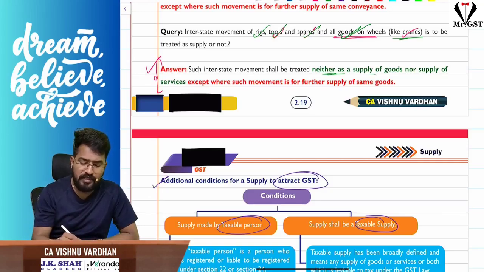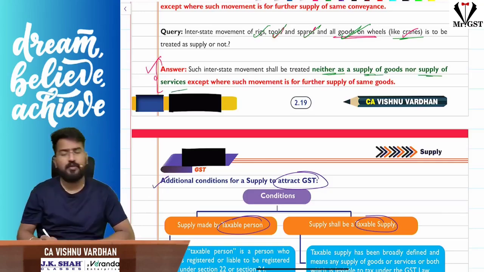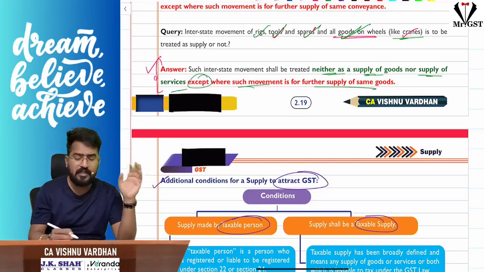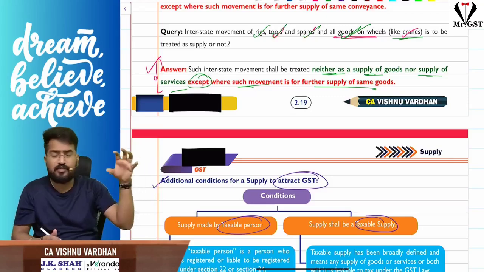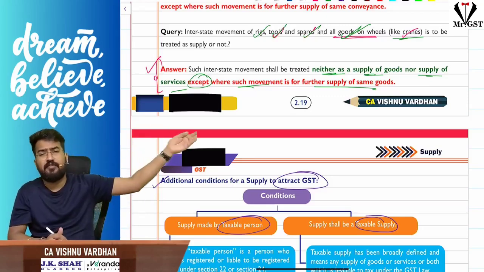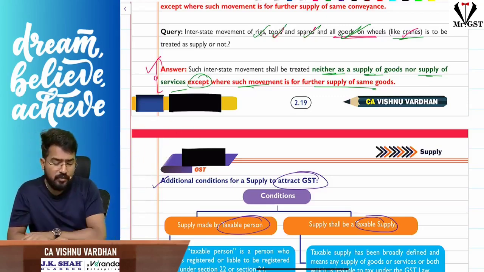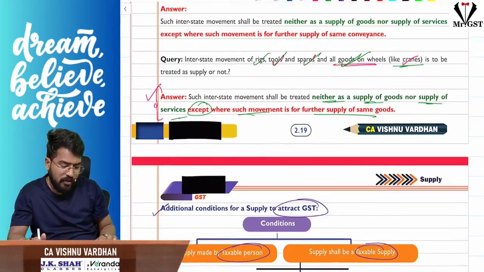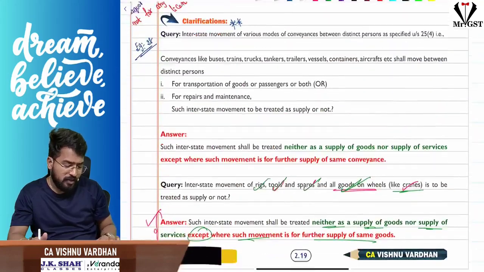Then that is also neither supply of goods nor supply of services, except where the movement is for the further supply of the same goods. If you are moving these rigs, tools, spares, all the stuff, for further supply from such a distinct person, then only it is a supply. Otherwise it is not a supply. So that is what the clarifications say.